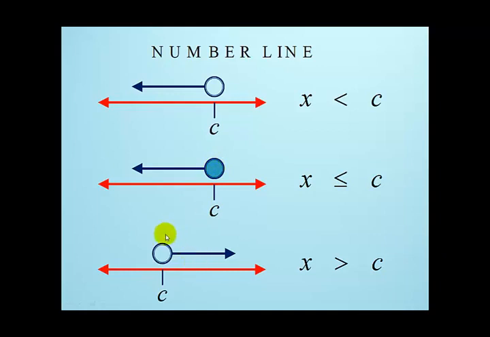Now, considering this number line, the inequality is x is greater than c. Values of x greater than c are on the right of c. That is why the arrow is pointing to the right. And the circle is not shaded because it's a greater than sign. That means that c is not included. That is why we've not shaded the c.